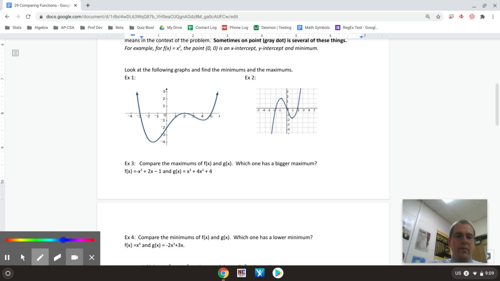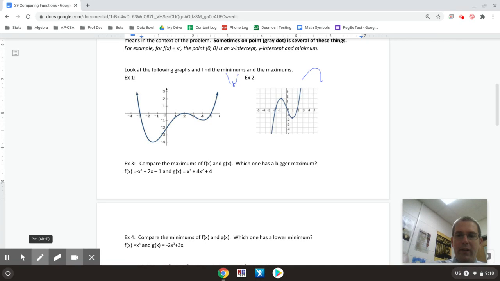Okay, we're going to look at some functions today. Look at, first of all, finding minimums and maximums. A minimum is basically the bottom of a valley. It's the lowest point on the function, kind of down at the bottom of a valley. The maximum is the top of a hill.